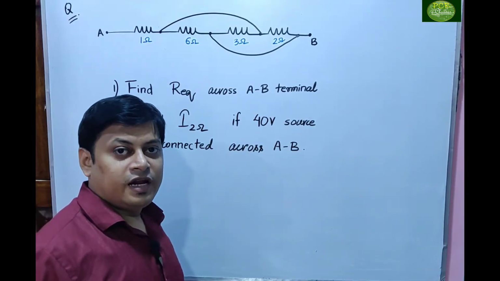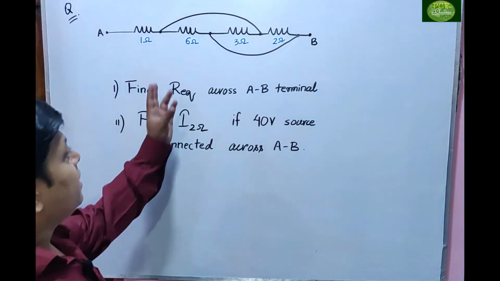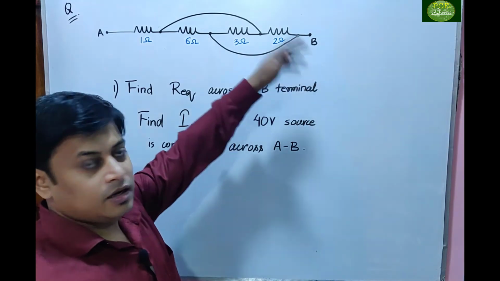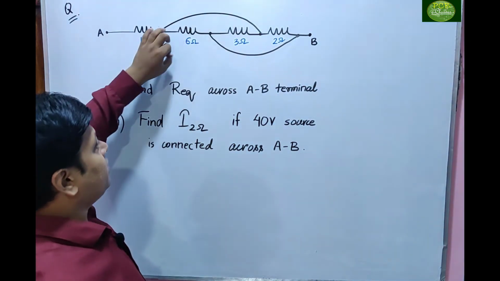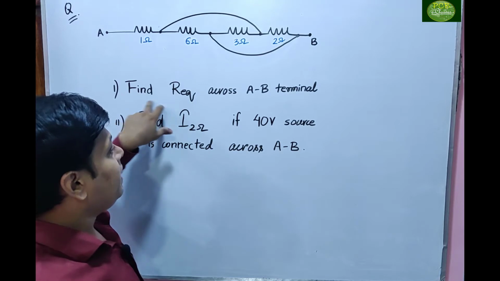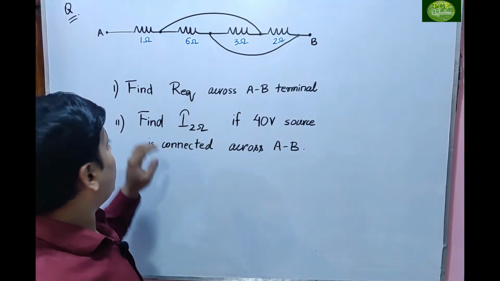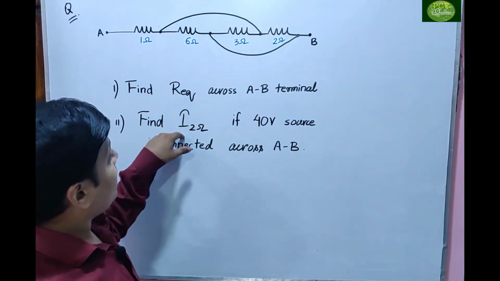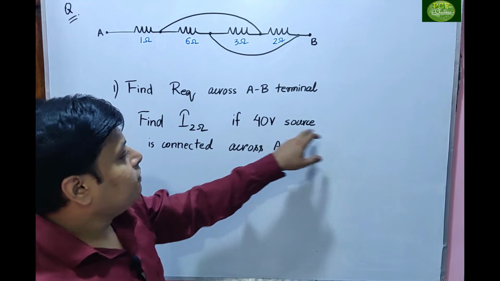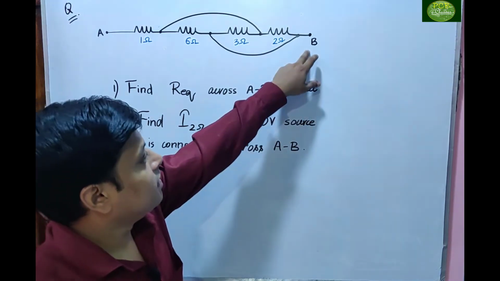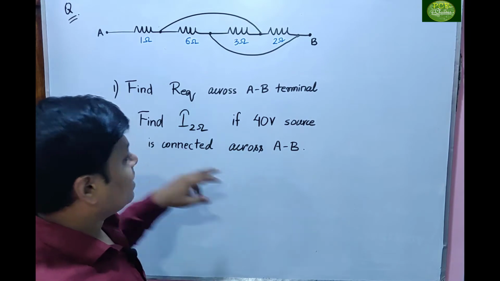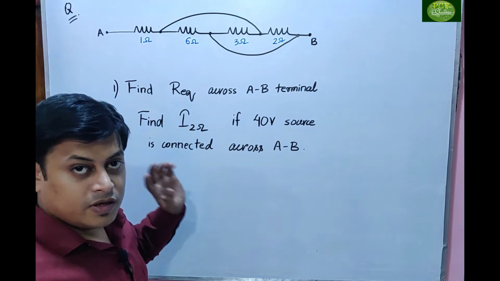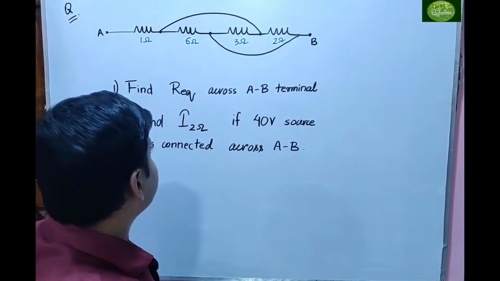Let's see another variety of problem, right? This is a circuit diagram given. 1 ohm, 6 ohm, 3 ohm and 2 ohm are connected, and this is a circuit arrangement given. And what is the question given here? Find R equivalent across AB terminal. Next, find out the current in the 2 ohm resistor if 40 volt source is connected across AB terminal. So let's solve this one.